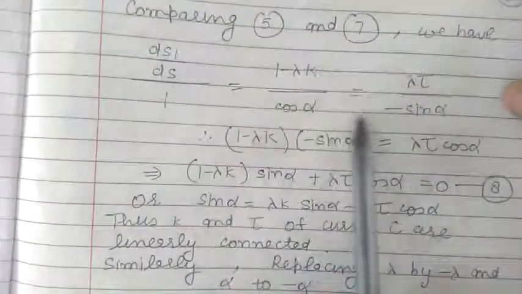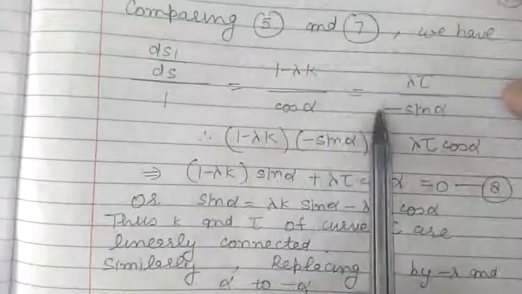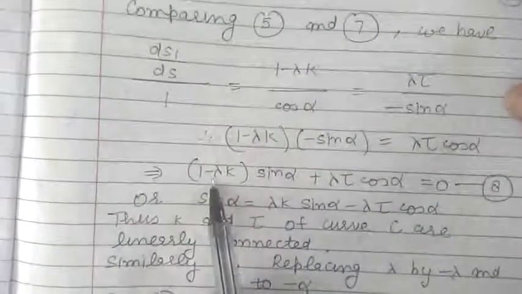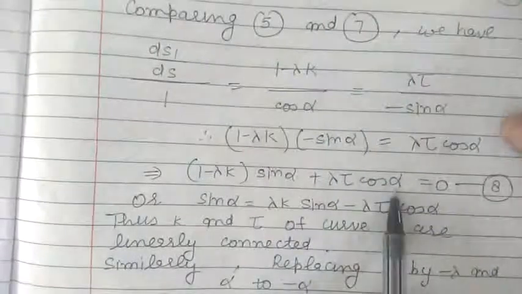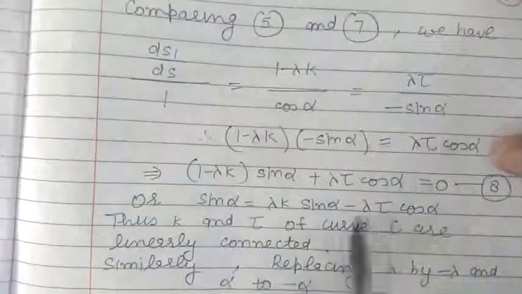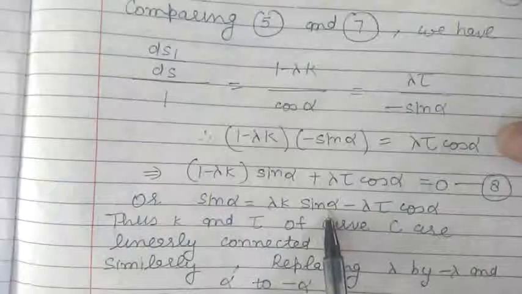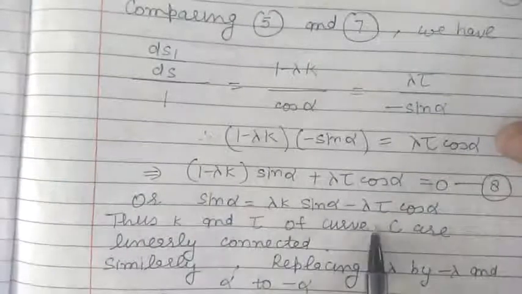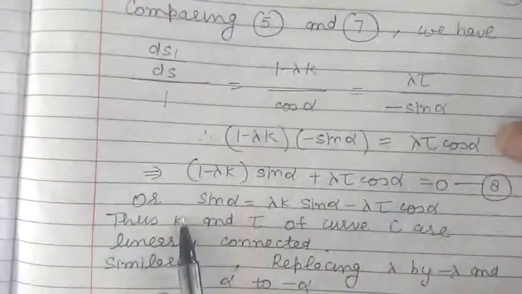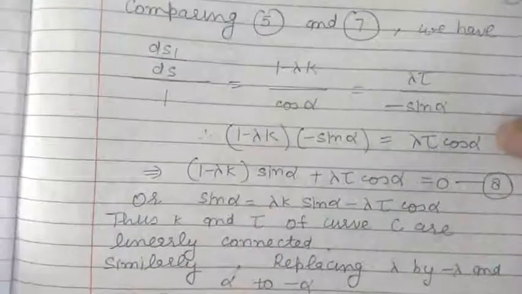So from here, by taking these two terms and cross multiplying, we get (1 minus lambda k) into sin alpha plus lambda tau into cos alpha is equal to 0, which is a linear relation between the curvature and torsion of the curve C. Thus we can say that the curvature and torsion of the curve C are linearly related.